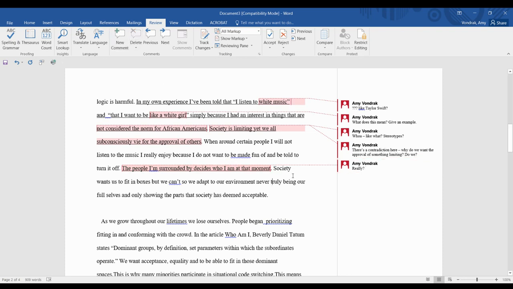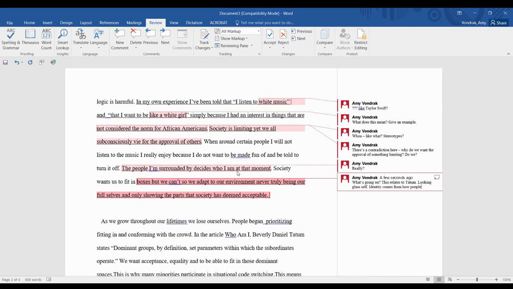Society wants us to fit in boxes, but we can't. Okay, so here again, this is really important. There's a contradiction going on. What's going on? And then this thing about what society is telling us, this all relates to Tatum. Tatum has this whole looking glass self idea, how society and our identity come from how people react to us. So I'm reading this and I'm like, okay, I need to connect with Tatum.